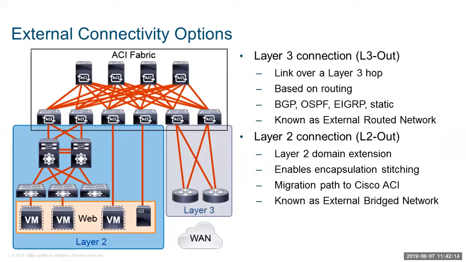So we have two types of external connectivity. Layer 3, it's a layer 3 hop based on routing exchange. Routing exchange could be done using one of these protocols. Notice clearly we do not have ISIS as a routing protocol that you can use for exchanging routes with routing peers. In the ACI GUI, this is known as an external routed network.